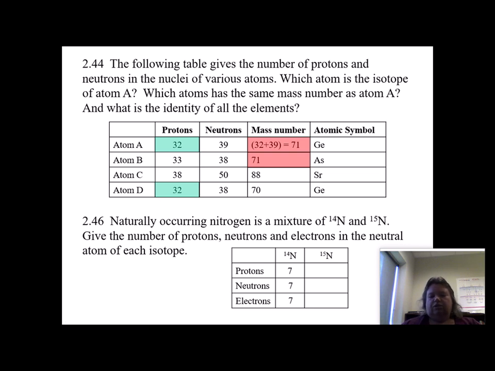Looking at nitrogen-15, it's still nitrogen, so it's still 7 protons. But now when I take 15 minus 7, I end up with 8 neutrons. And because it's a neutral atom, again, it still needs to have 7 electrons. And that is the end of section 2.3.